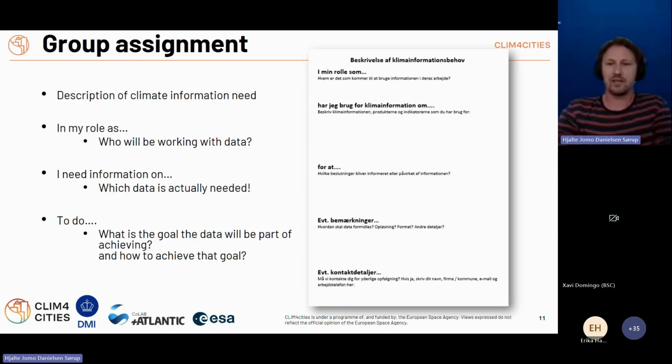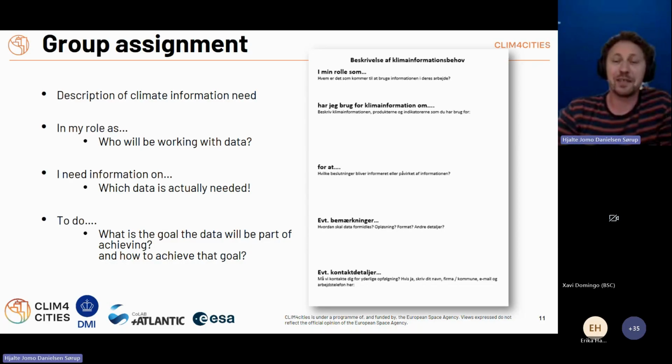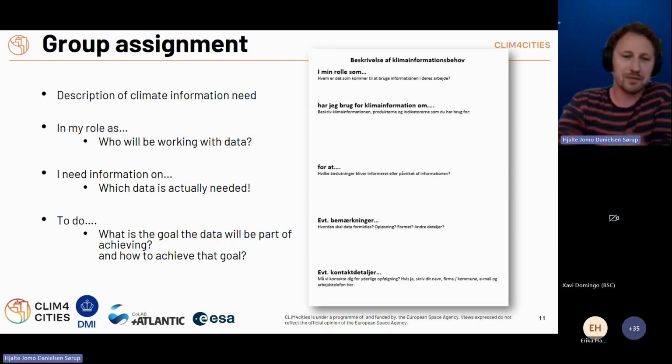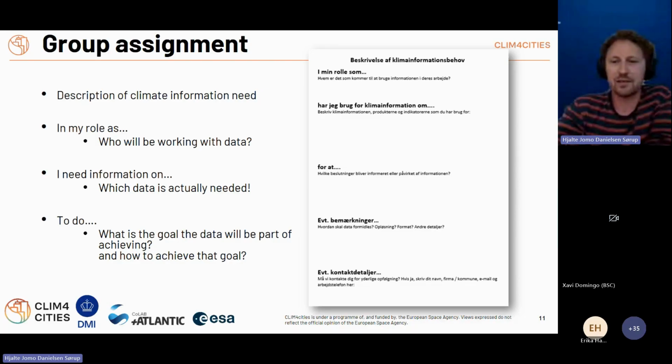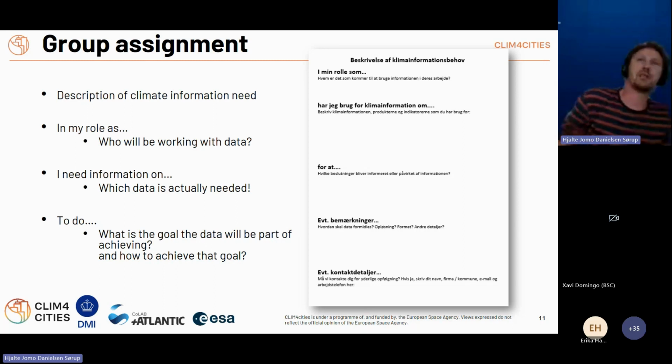In practice, we have this. It's in Danish. That's another clear message. User engagement is much easier in people's native language. So obviously we ran the process in Danish, but I translated the important messages here. So these are some fact sheets that people could fill out by pen and paper, right? So it's about describing a climate information need. Okay, what kind of information do we need to do something? And they are asked to describe which role they are filling out in the municipality.